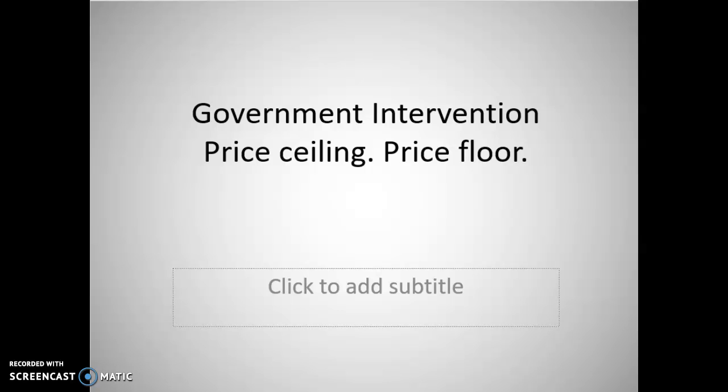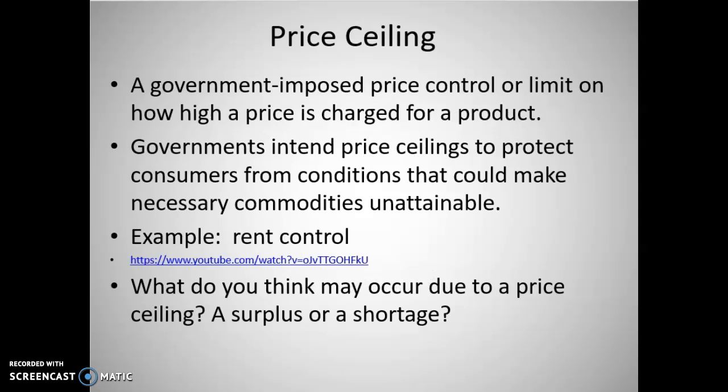Hey, today we're going to be talking about government intervention, and the two concepts we're going to talk about are a price ceiling and a price floor. So a price ceiling is a government-imposed price control or limit on how high a price is charged for a product. The government intends, with that price ceiling, to protect consumers from certain conditions that could make necessary commodities unattainable. And the best example is really rent control.